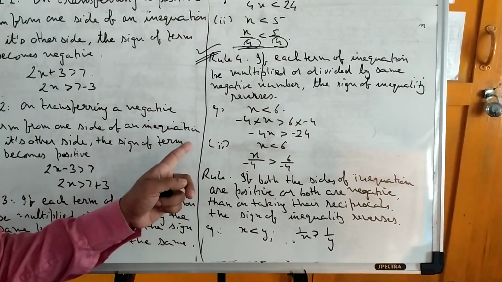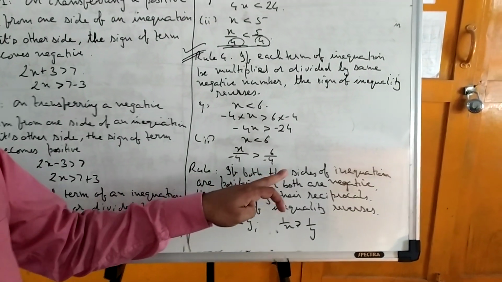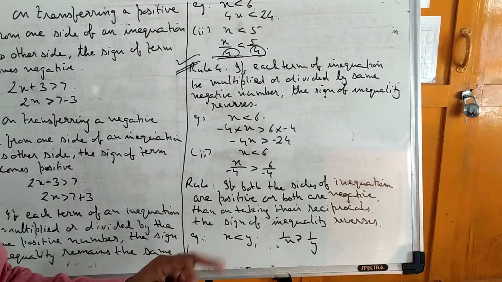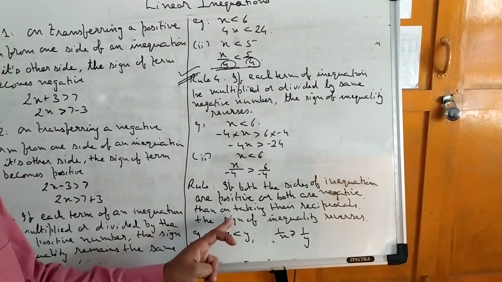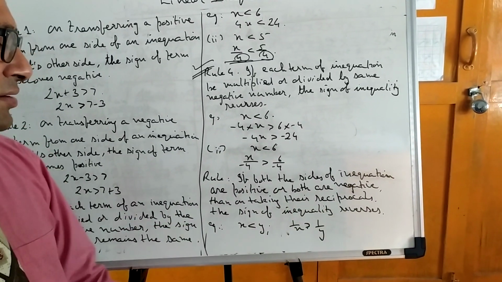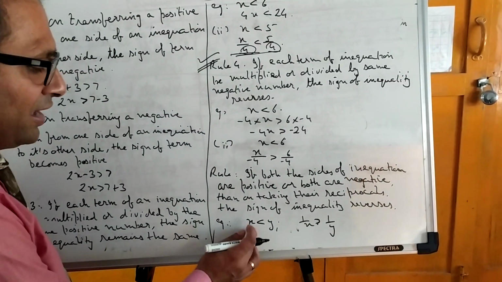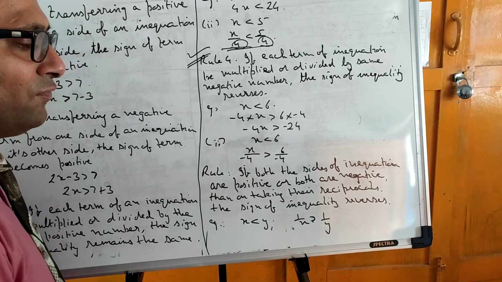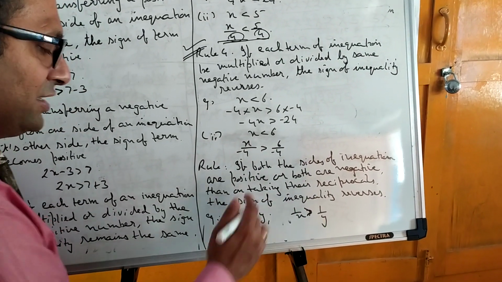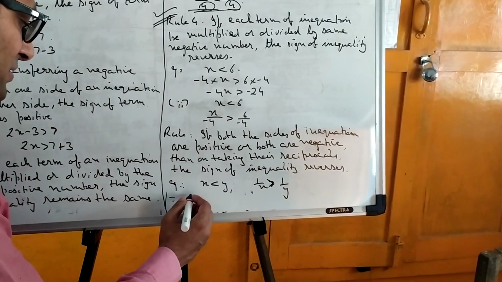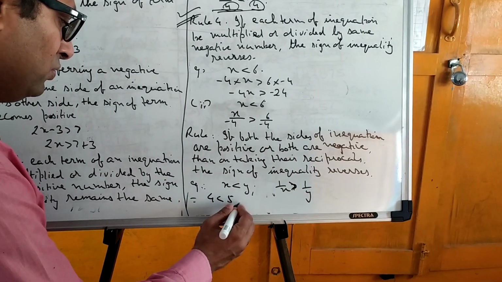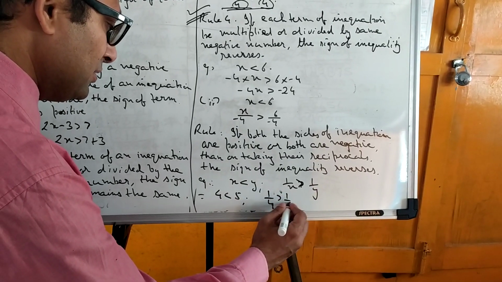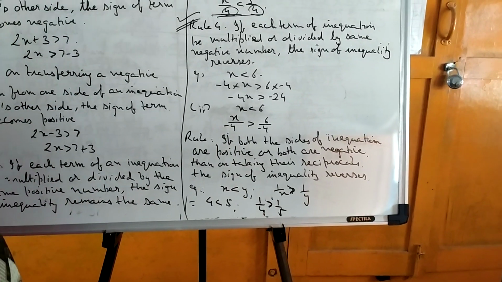Okay. Then the next rule is: if both sides of the inequation are positive or both are negative, then on taking the reciprocals, the sign of the inequality reverses. What does it mean? Suppose I am writing x is less than 5. When I take the reciprocal of that, the sign will change. Or we can take one more example. Suppose 4 is less than 5, we know. But if I take the reciprocal of this, the sign will change.